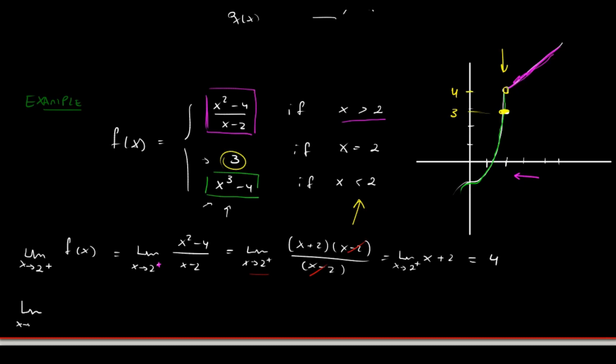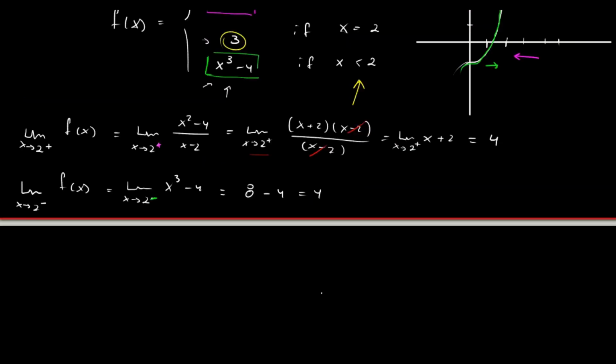Now let's calculate the limit when x tends to 2 from the left of our function. In this case it would be the green line because we're going in this direction, and the green line is x to the power 3 minus 4. This is a polynomial, so it's continuous for every x, in particular for x equal to 2. And so its limit is 2 to the power 3 minus 4. That is 8 minus 4, which is equal to 4. The two lateral limits are 4. They are the same.